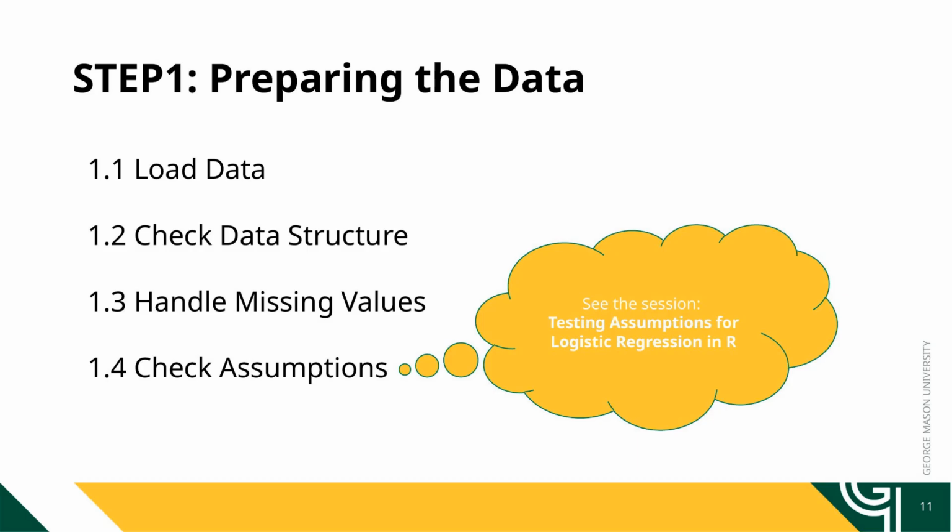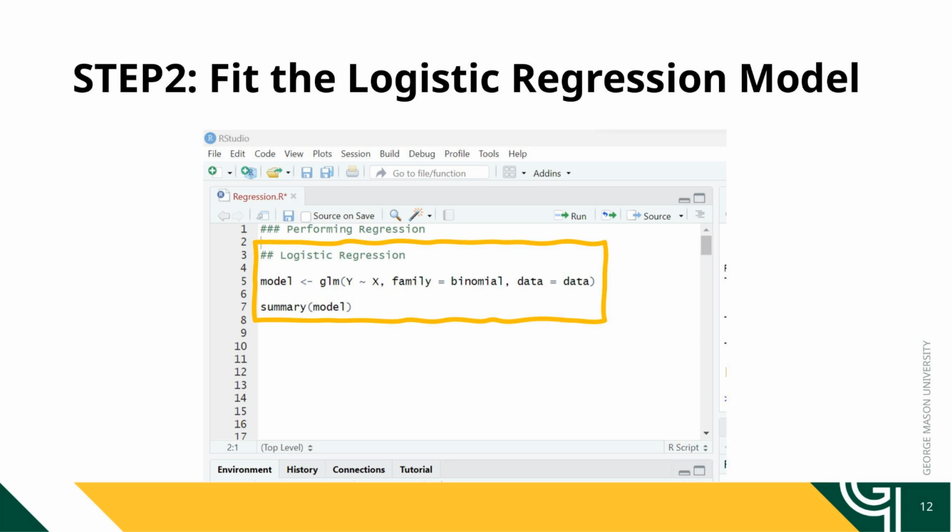Check assumptions to ensure regression is appropriate for your data. In logistic regression, the dependent variable must be categorical, so confirm your data is formatted correctly. Step 2. Performing regression in R. The glm function in R fits a logistic regression model with a binary outcome by specifying family is binomial. The summary function provides details on coefficients, standard errors, z-values, and p-values.